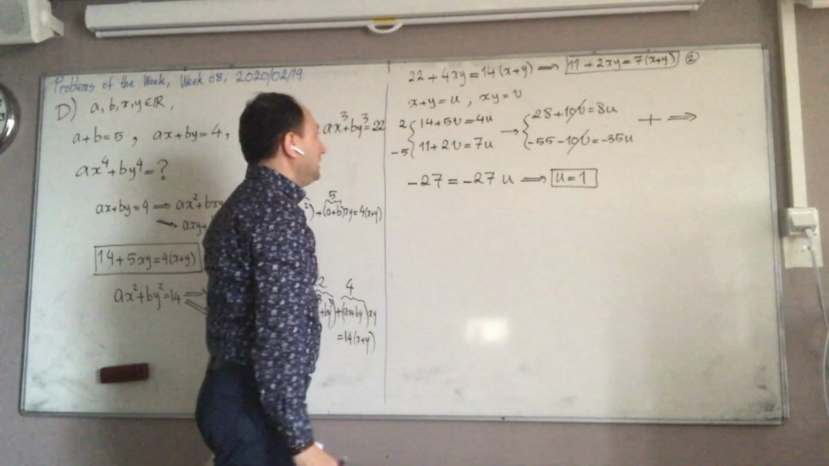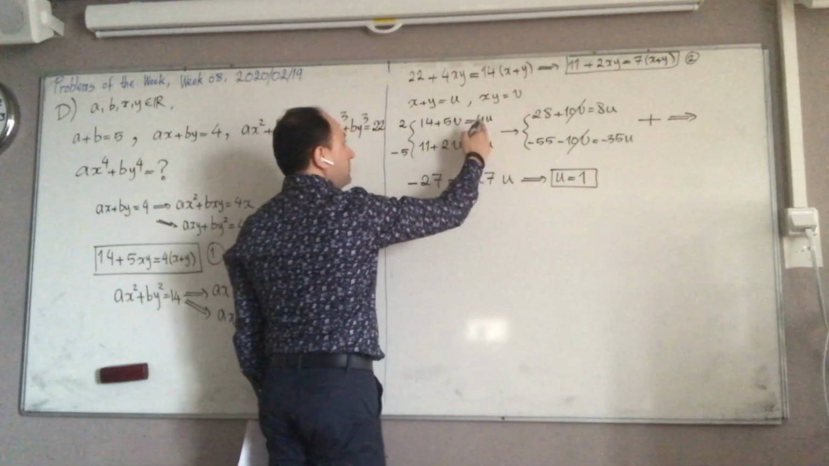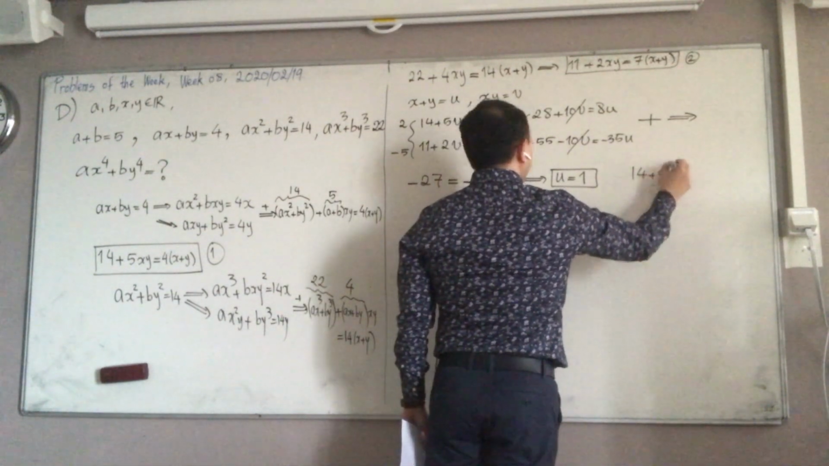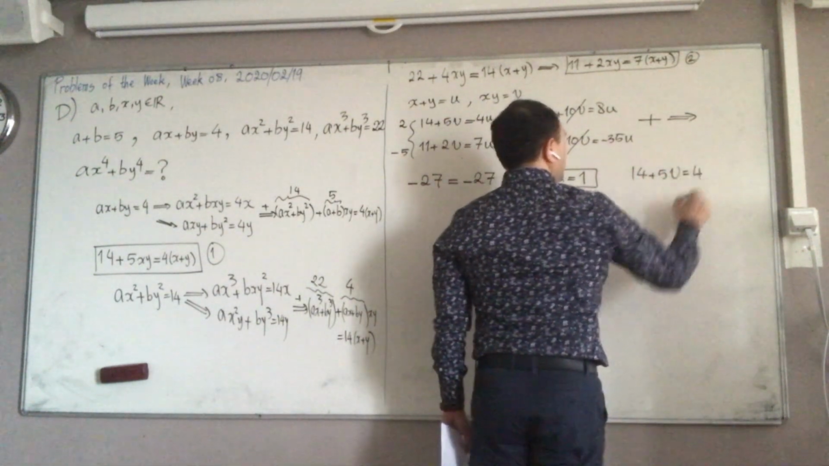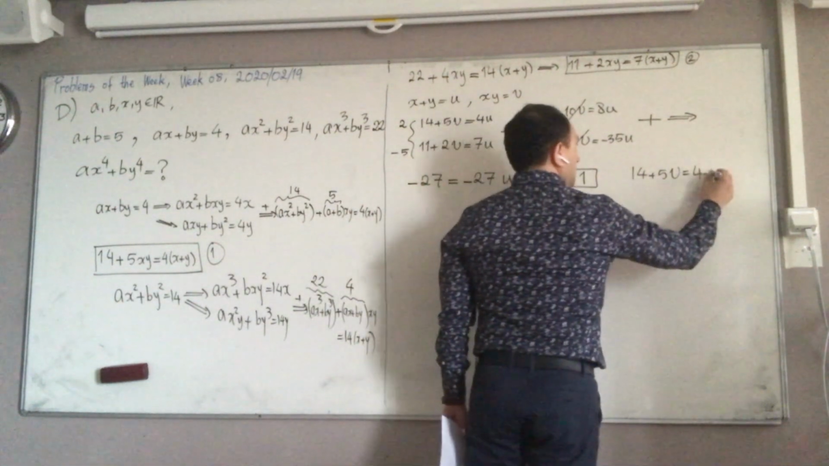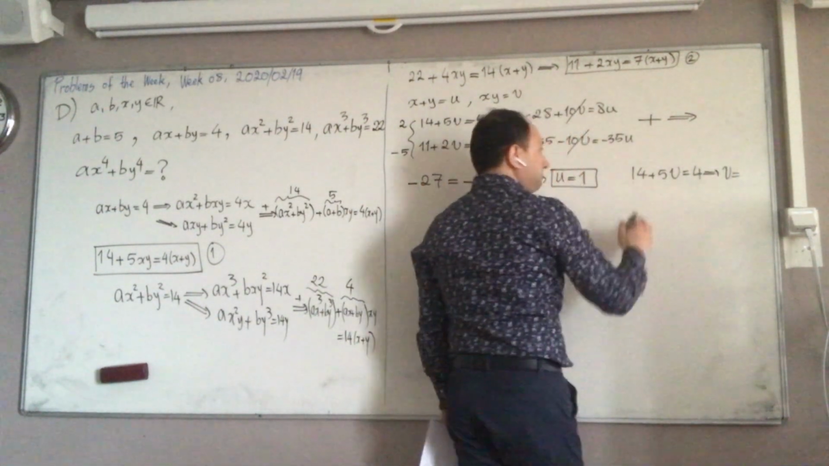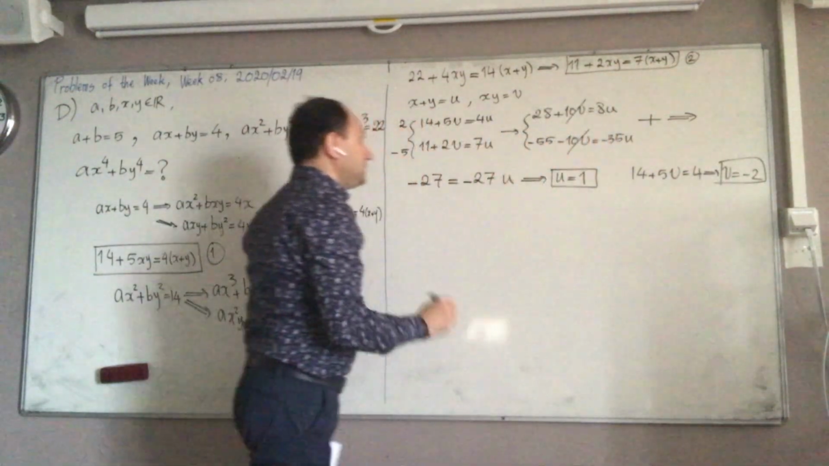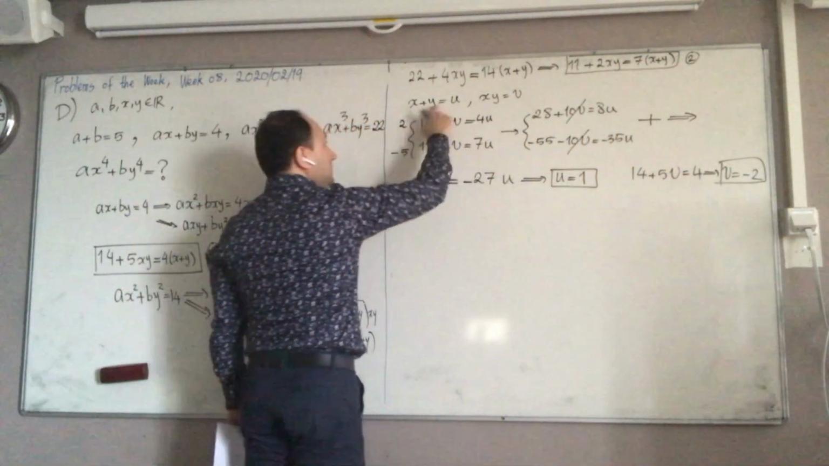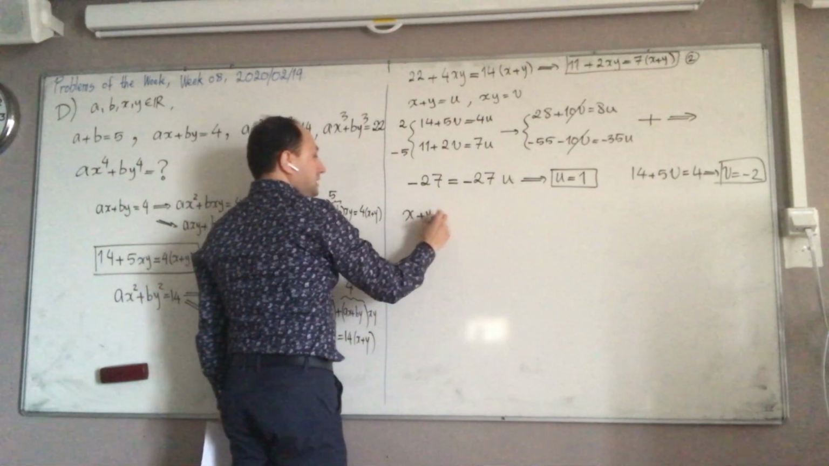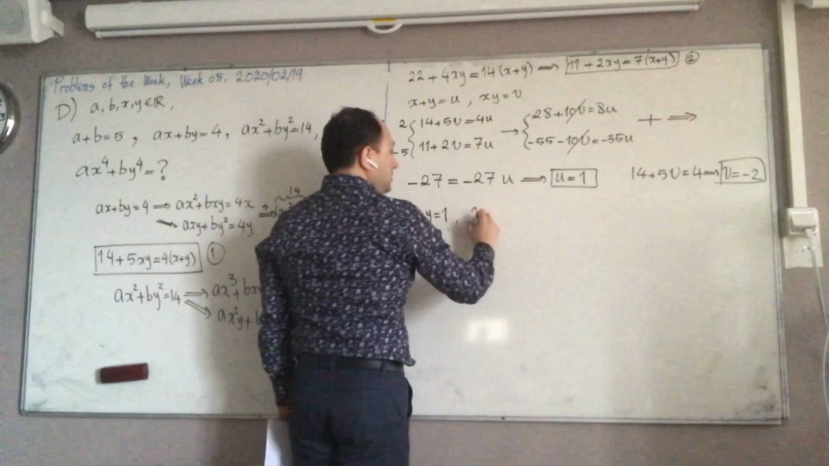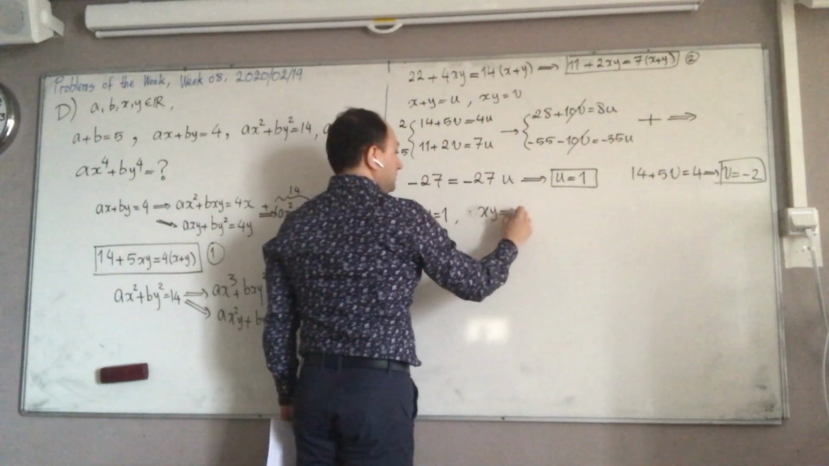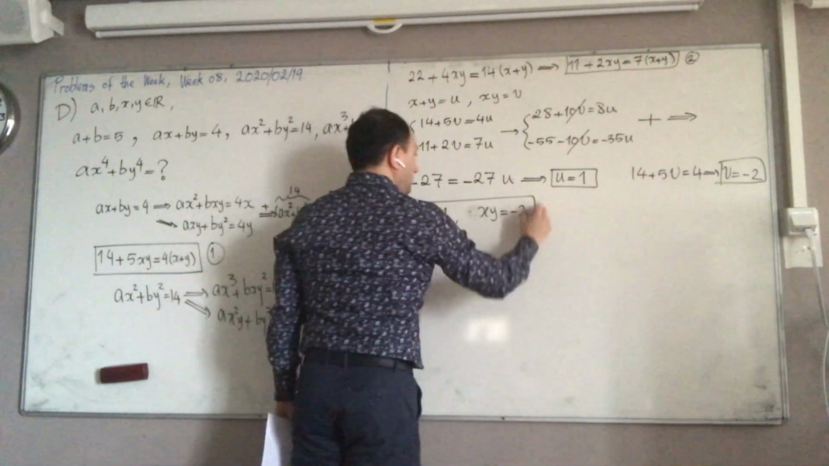When u is 1, I can replace u, for example, in that equation. Then I will get 14 plus 5v is equal to 4. Then you can immediately get that v is how much? It's minus 2. Okay, so what does it mean? u was x plus y, so far I know that x plus y is 1, and I know that x times y is minus 2. So this is what I got so far.